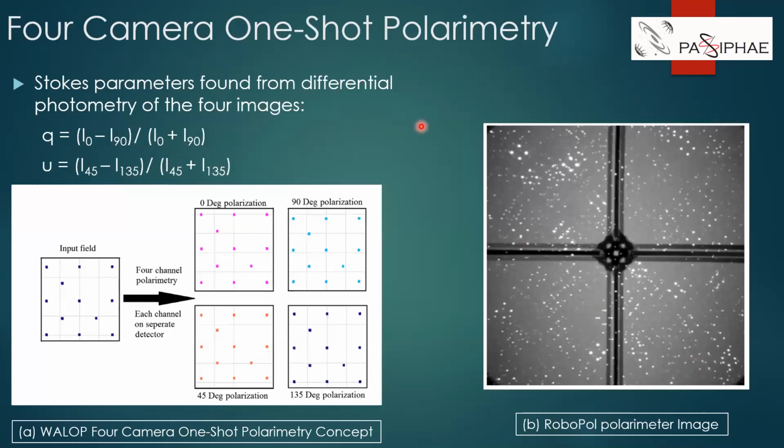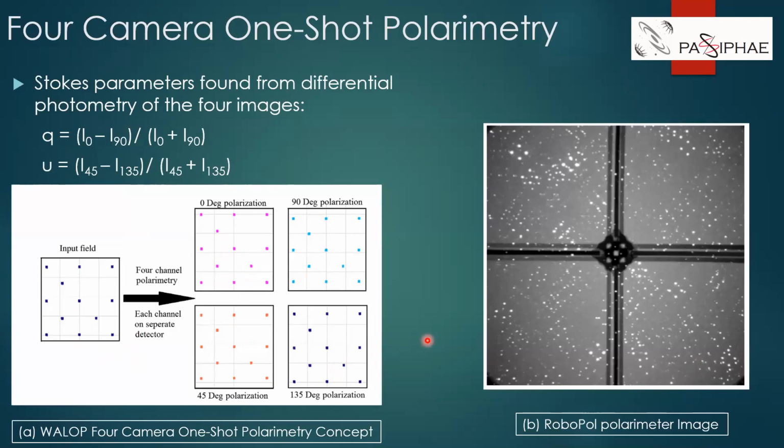So what is 4-camera one-shot polarimetry? The top-level idea of what the Wallop instrument would do is captured in this figure on the left. If we give any input field to the Wallop instrument, we want to get as output 4 images of the full field on 4 different cameras. These 4 images correspond to 0, 45, 90, and 135-degree polarizations, and carrying out differential photometry on these would give us the Stokes parameters Q and U.